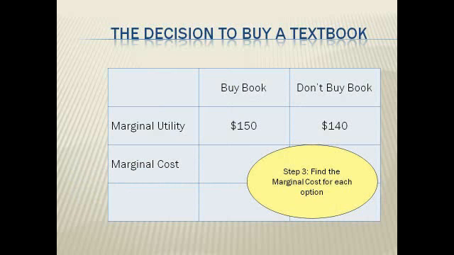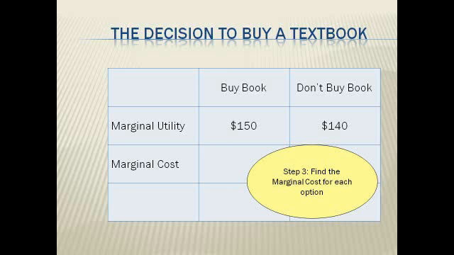Now let's turn to step 3 in the process of building utility tables. In this step, we need to identify the marginal costs, or what the person must sacrifice, for each alternative in our table. Let's start with the marginal costs for buying the book. If the individual chooses to buy the book, what must they sacrifice? What must they give up?